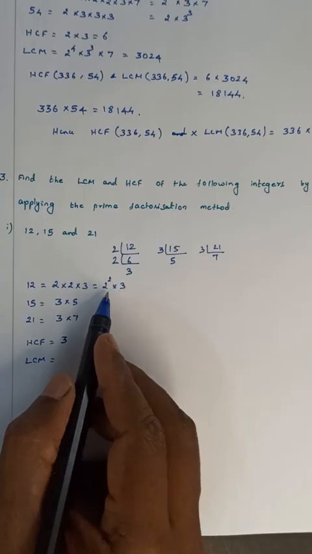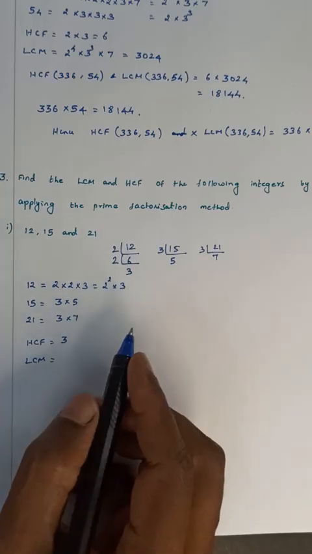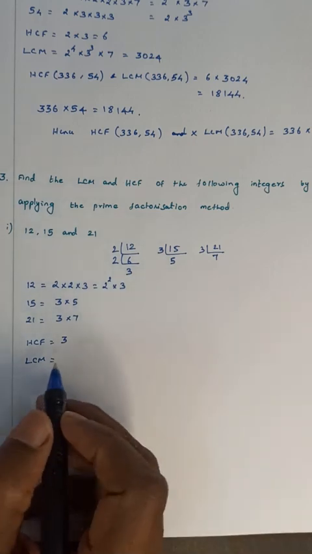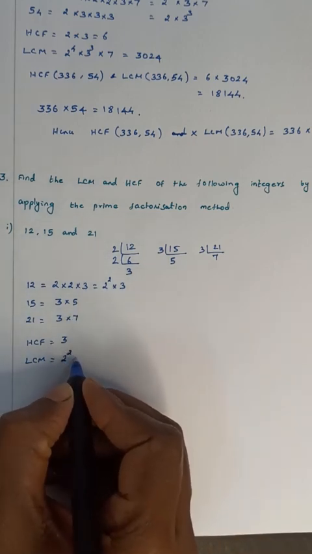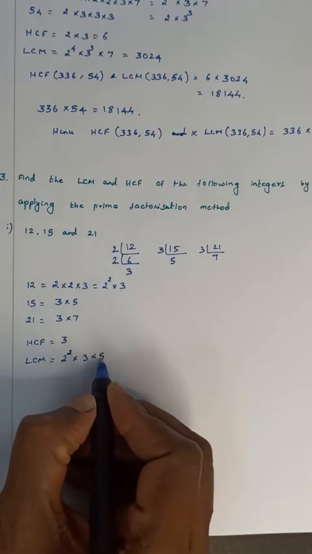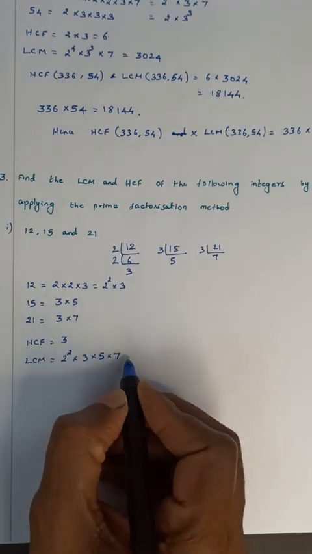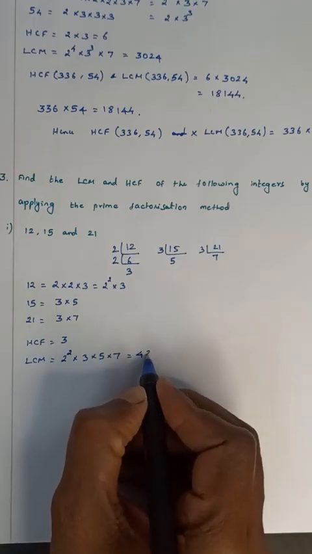And the LCM, we have to take not only the common factors, all the factors, with the greatest power of the factors. So for 2, the greatest power is 2 power 2, and 3, again 5 and 7, which is equal to 420.